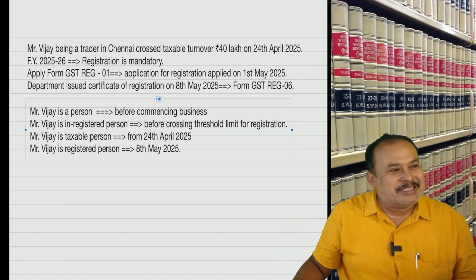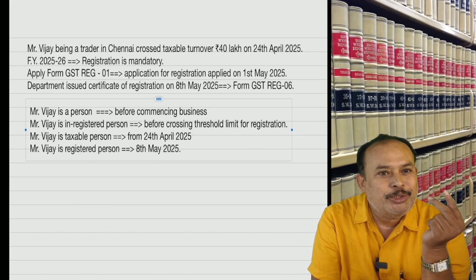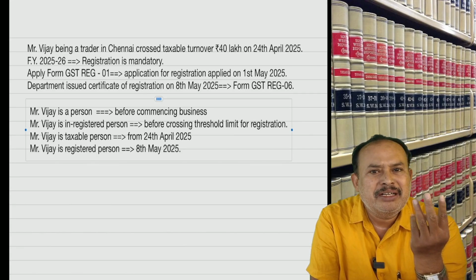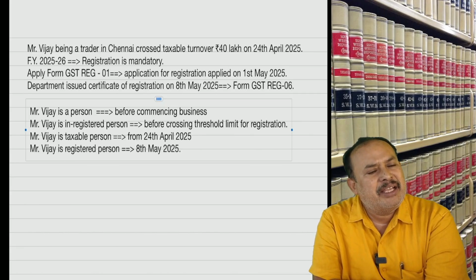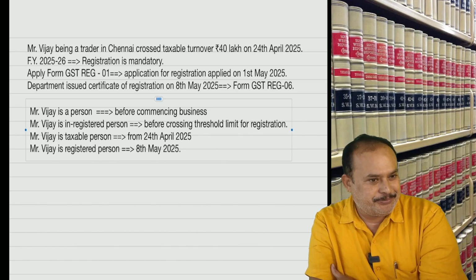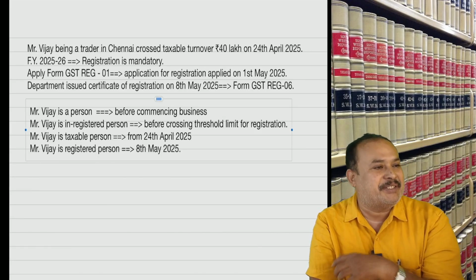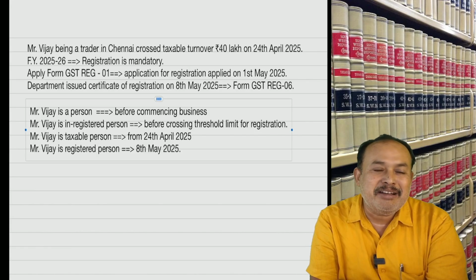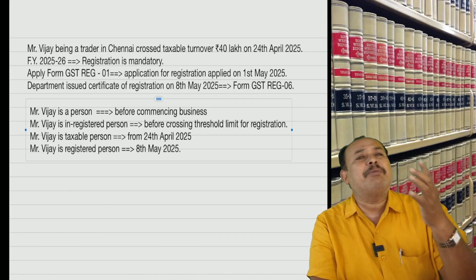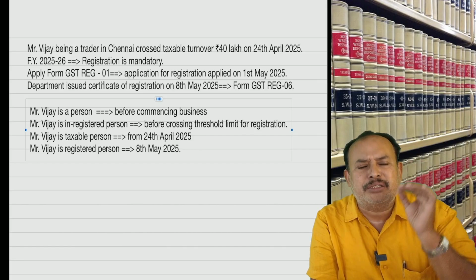Sir, one person I divide into 4: 1 as a person, 2 unregistered person, 3 taxable person, 4 registered person. If I say taxable person, it is the person liable to pay tax. If I say registered person, it is the person who has a certificate of registration. Unregistered person is the person who has not obtained the GST number, or the GST number might have been cancelled. You get my point, sir? Are you getting my point or not?